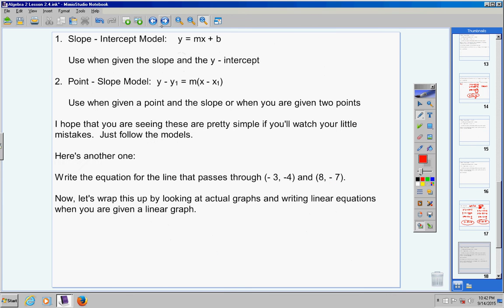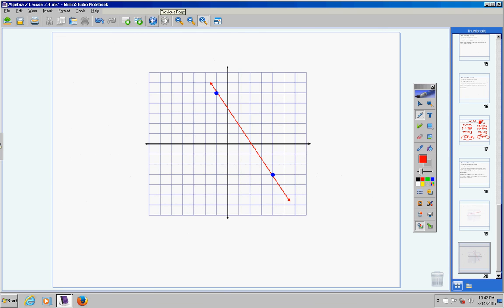All right, now, let's wrap this up by looking at actual graphs and writing linear equations when you're given a linear graph, okay? So far I've been giving you information like 2 points, or a point and a slope, or a slope and a y-intercept, but now I'm going to give you graphs. We'll do 2 of these, and we'll be finished. 1, 2, and we're finished. All right, here we go.